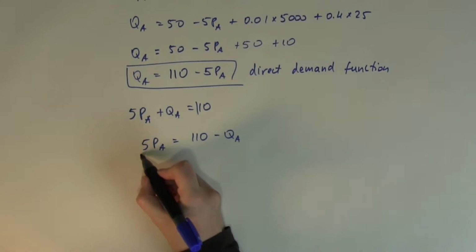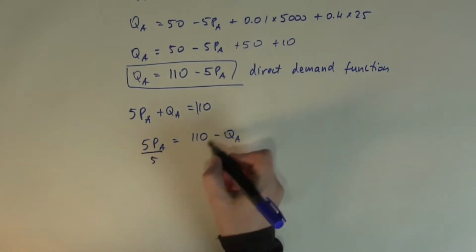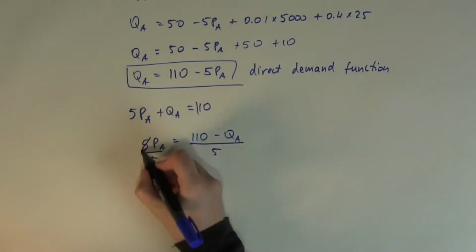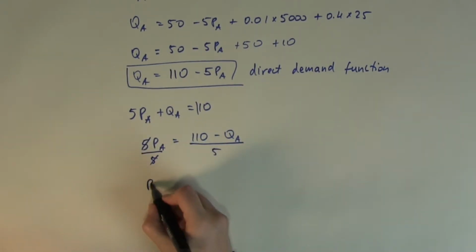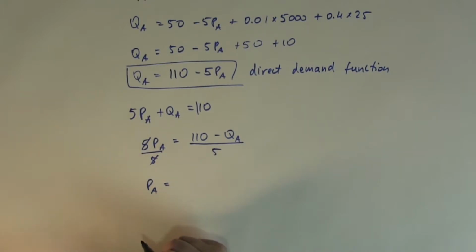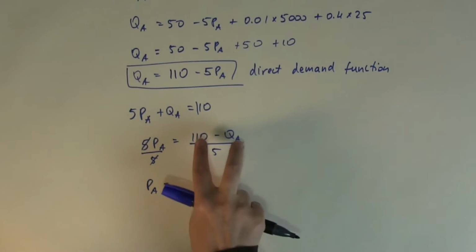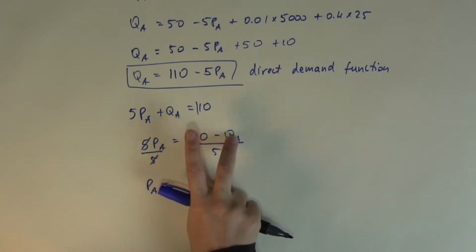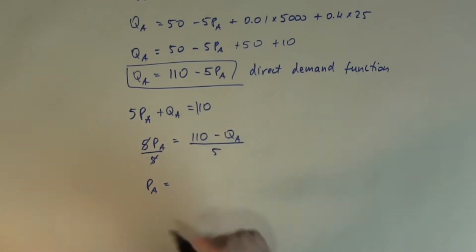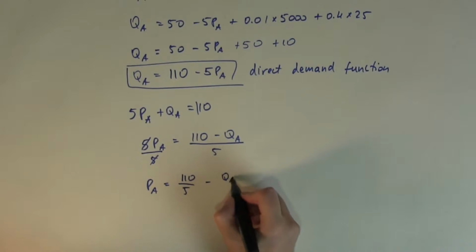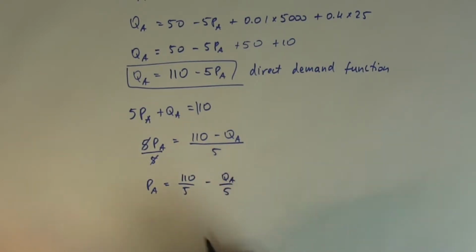So if I need to divide them by 5 here, I need to divide them by 5 here as well. So those 5's cancel each other out. So I've got PA being equal to. Now, this is a division when I have got a subtraction at the top. Now what I can do, I can carry out the division term by term. So I can do 110 over 5 minus QA over 5.